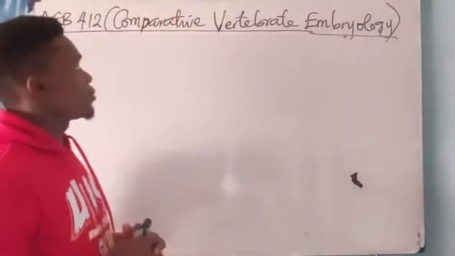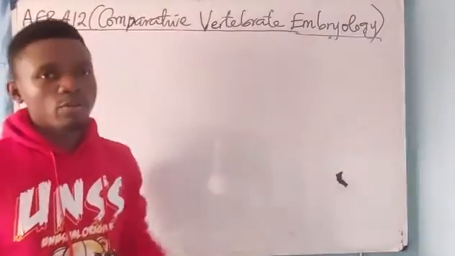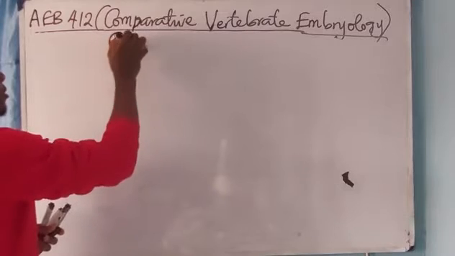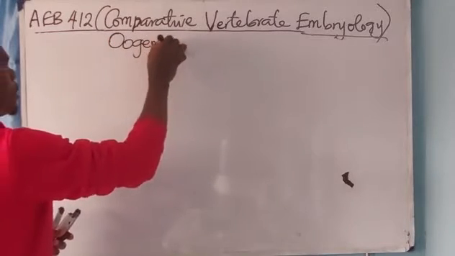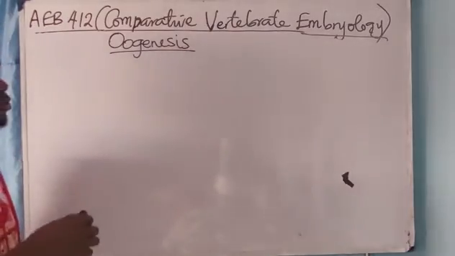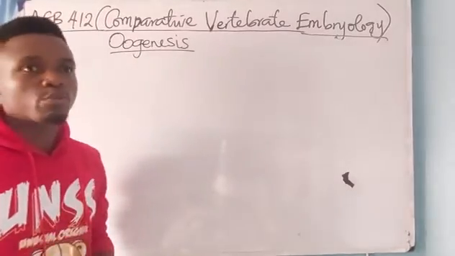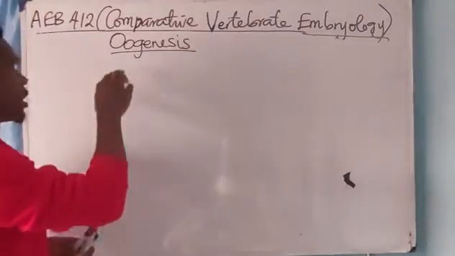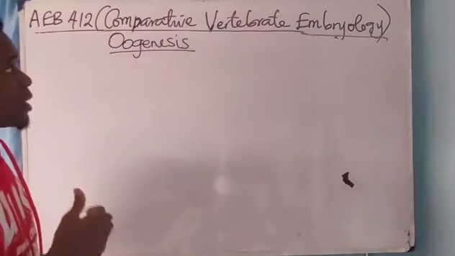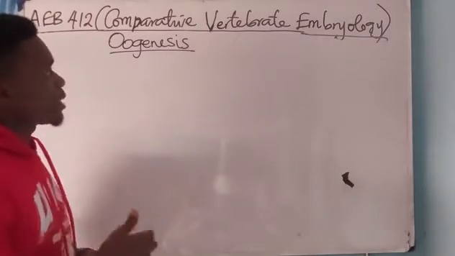In today's video, we shall be treating comparative vertebrate embryology. The topic we are going to be treating right now is oogenesis. In our previous class, we treated spermatogenesis, which means the production of sperm in the seminiferous tubule of the testes. Now, oogenesis is similar to spermatogenesis and is somehow different from spermatogenesis.